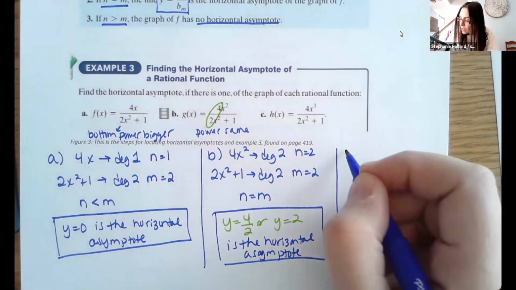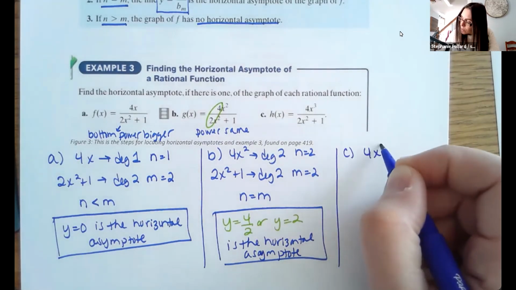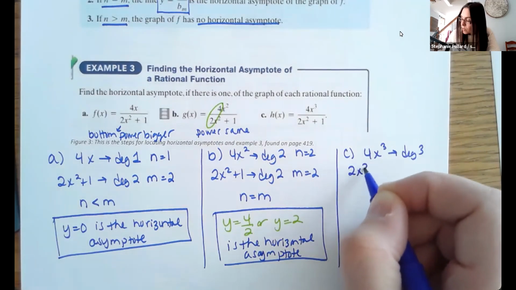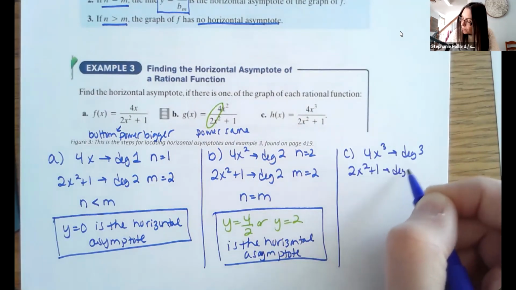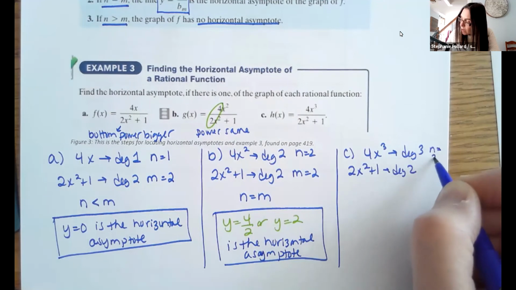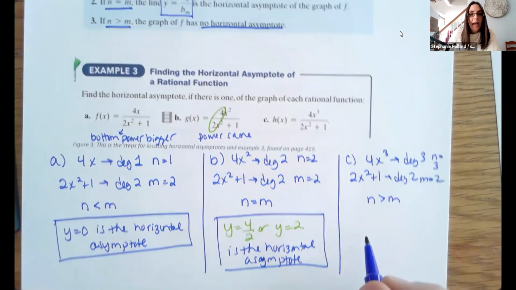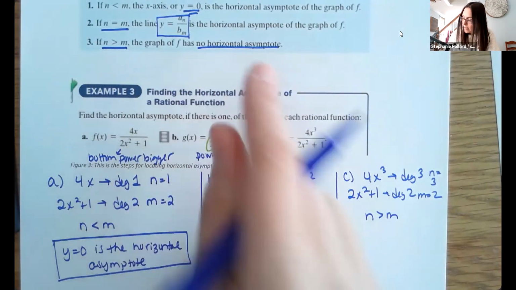In the last case, our numerator is 4x cubed, so you have a degree of 3 there, and then we have that same 2x squared plus 1, so your degree is 2. So our n is 3 and our m is 2. Clearly, n is bigger than m. So when that happens, there is no horizontal asymptote.